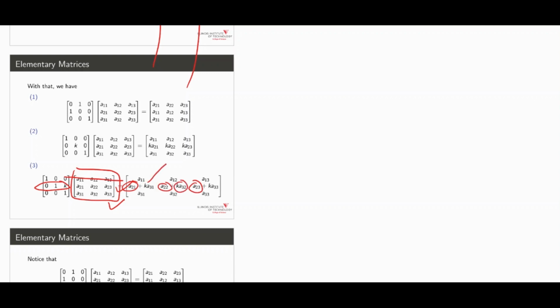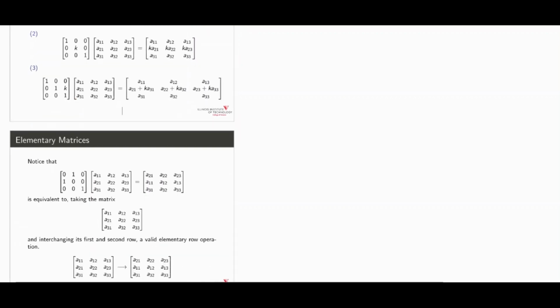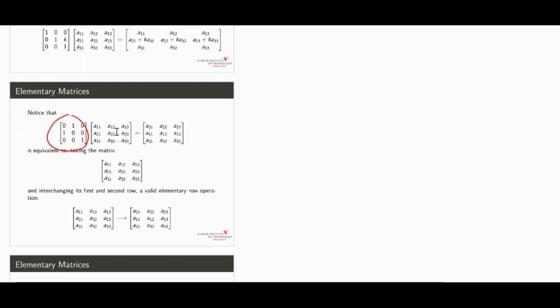See that? This is k times the third row. So you're taking the second row plus k times the third row. This is what happened when you take this, multiply this. And finally, the last one right here is basically keeping the third row and throwing out everything else. All right, so notice that. Now notice that this matrix multiplied by this matrix gives you this.